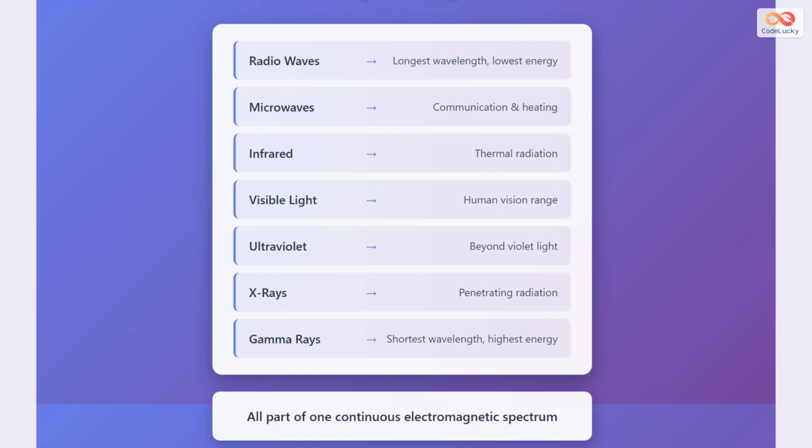It's remarkable to realize that all these different types of radiation are actually part of one continuous electromagnetic spectrum. They're all the same fundamental phenomenon, just with different wavelengths and energies, giving them vastly different properties and uses in our world.